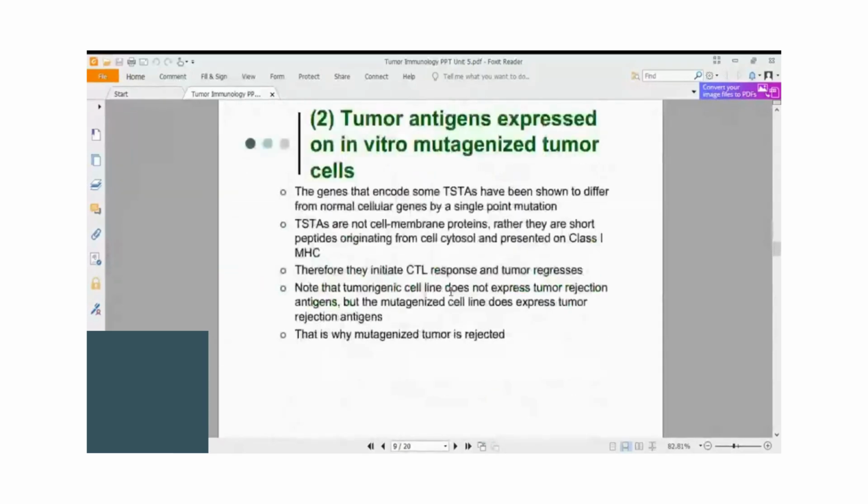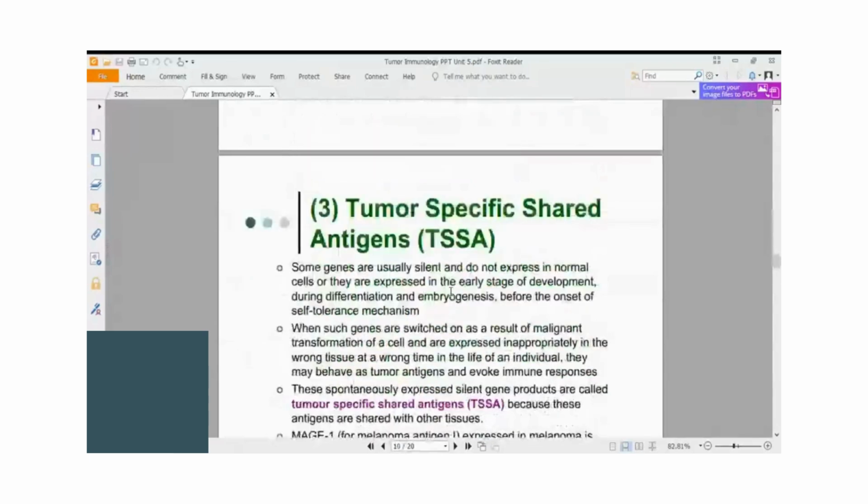Then we will go to the third type of antigen, that is tumor specific shared antigens. Now, shared means they are not only special to the tumors, they are also present in normal cells. But in normal cells, they are generally very silent, because they are not expected to be expressed in normal cells at the particular time when you have harvested and analyzed them. And they might have played a very important role in early embryogenesis.